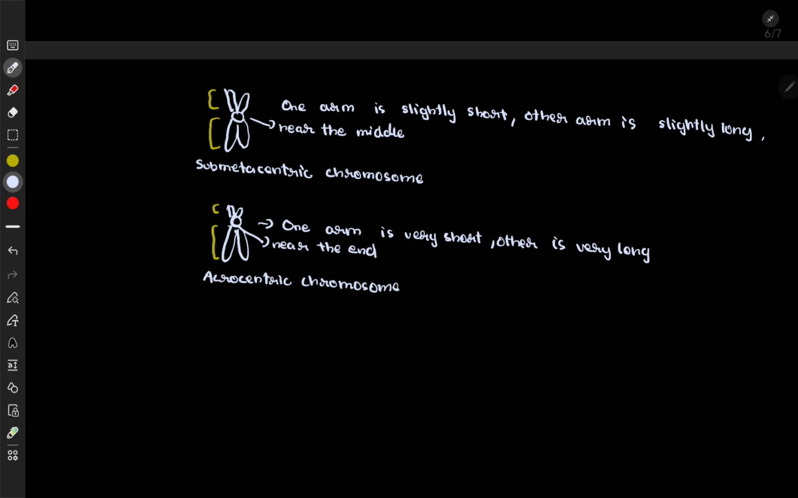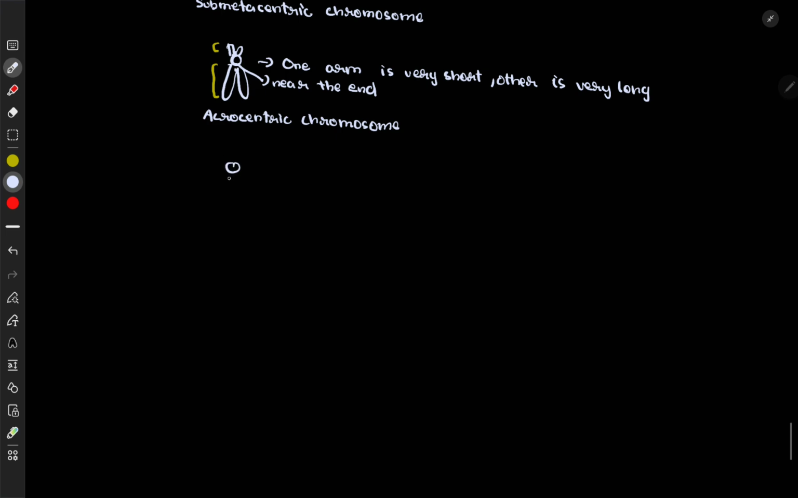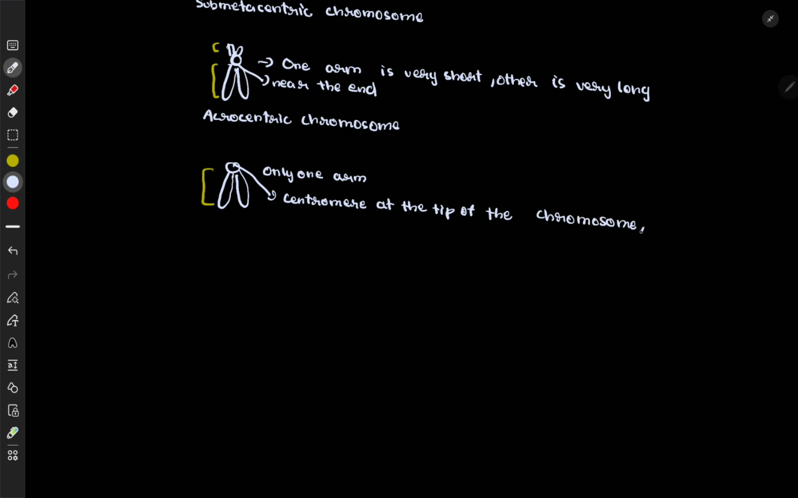Now let's say it looks like this, such that we have only one arm, with the centromere at the tip of the chromosome. It is called a telocentric chromosome.